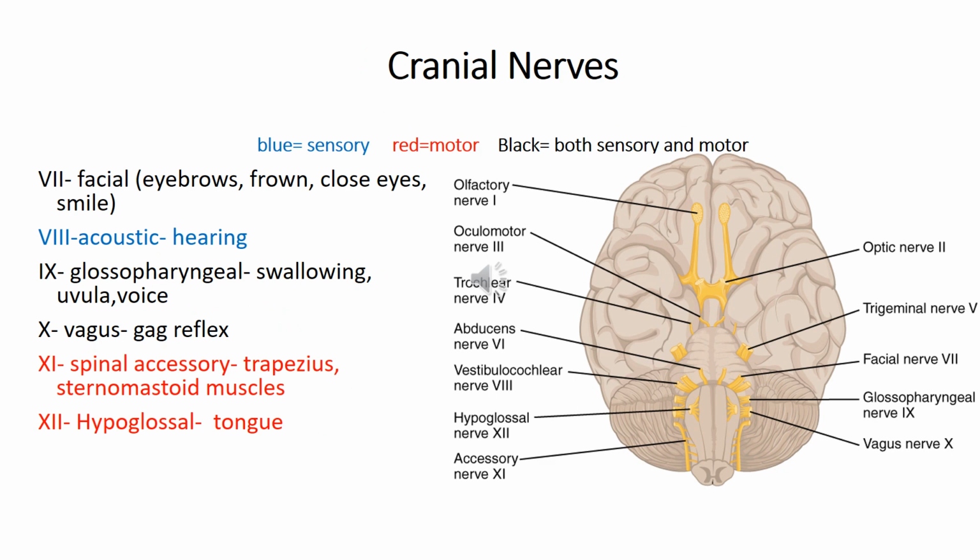Cranial nerve 7 is the facial nerve, which involves the eyebrows and facial movements such as frowning, closing the eyes, and smiling. Cranial nerve 8 is acoustic, which is for hearing. Cranial nerve 9 is the glossopharyngeal, which involves swallowing, the uvula, and voice. Cranial nerve 10, the vagus, is involved with the gag reflex. Cranial nerve 11 is the spinal accessory nerve. And cranial nerve 12 is the hypoglossal nerve.